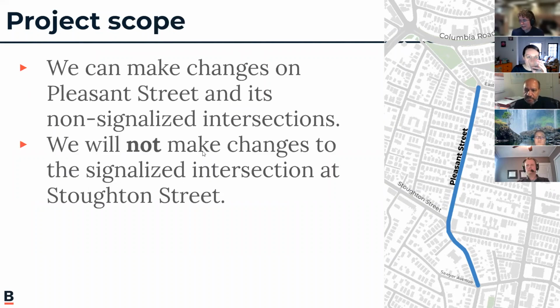The area of the project is along Pleasant Street, and it will go from East Cottage down to Sawyer. We can make changes along this whole stretch of Pleasant Street and all of its non-signalized intersections. We will not be making changes to the signalized intersection at Stoughton Street. That's currently outside the scope of this project.